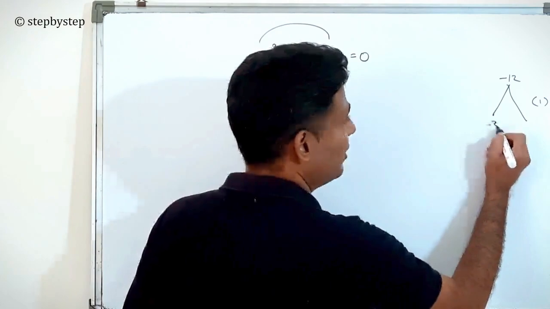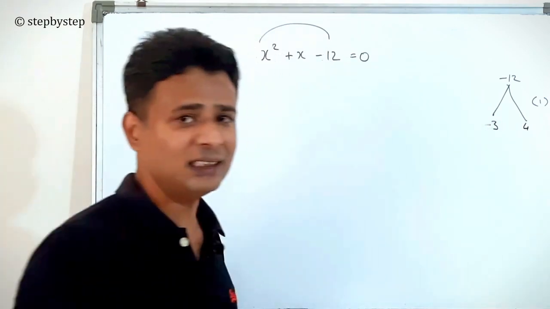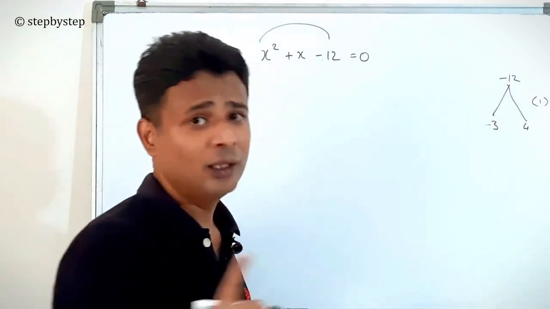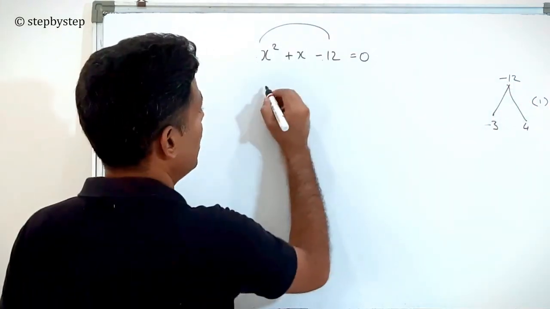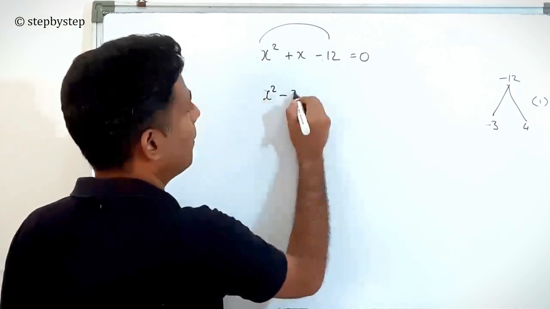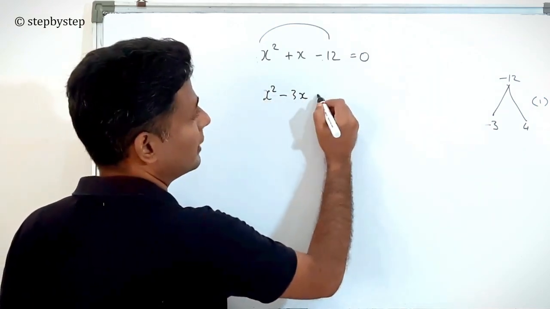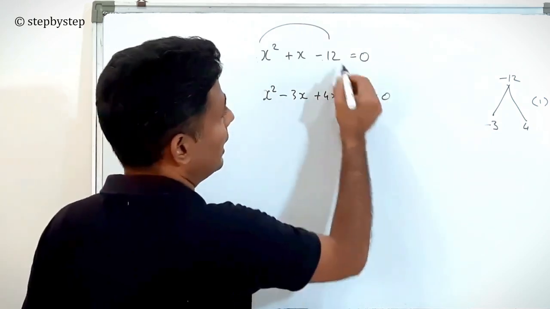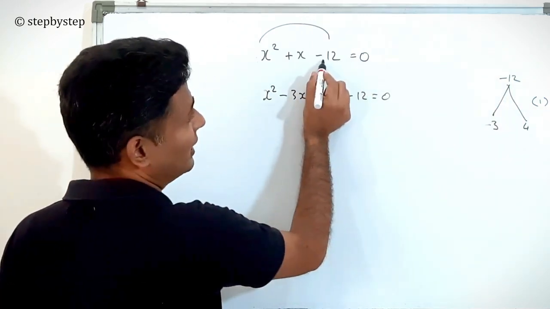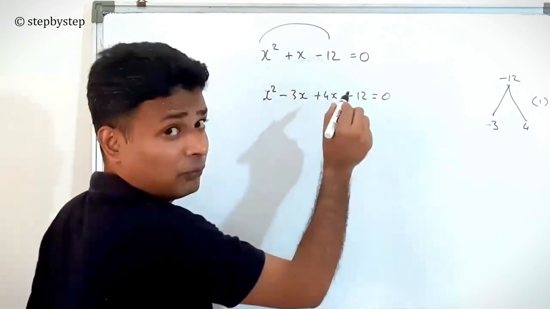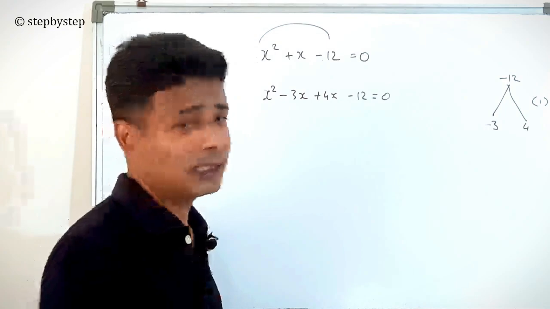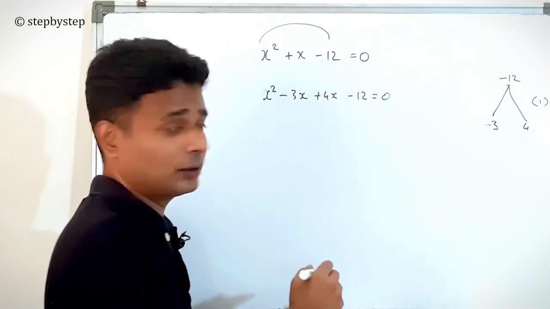So the two numbers are minus 3 and plus 4. Minus 3 into 4, minus 12; minus 3 plus 4, plus 1. So how do I split it? X square, minus 3x, plus 4x, minus 12. Remember here it's minus 12; whenever minus signs are there, you need to remember to take the minus signs when you multiply first and last term.